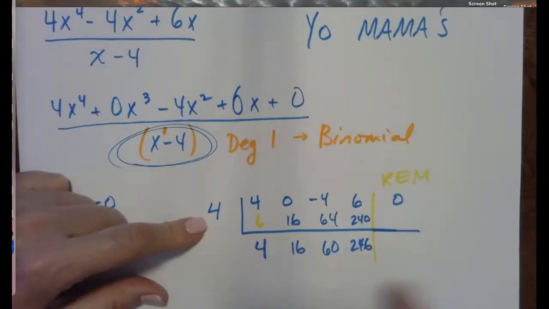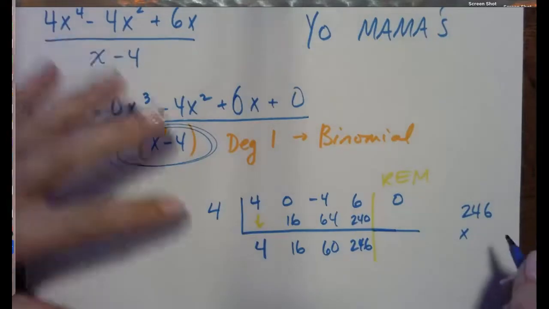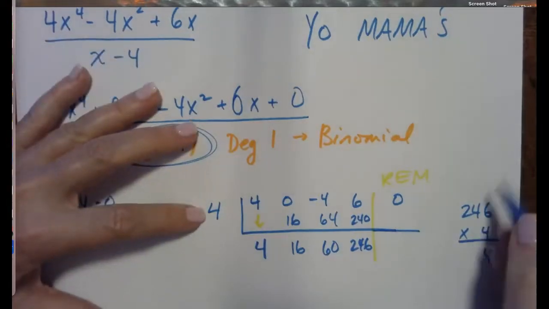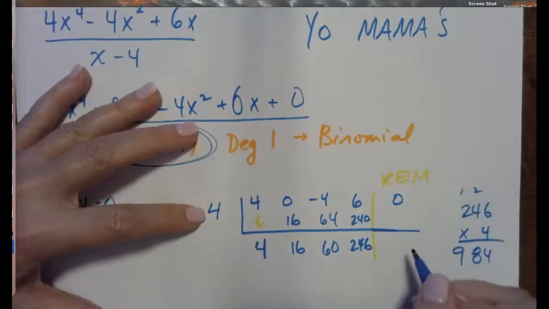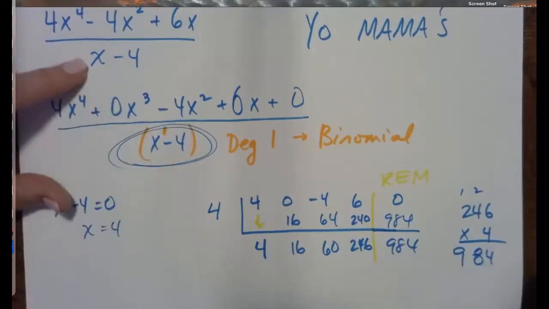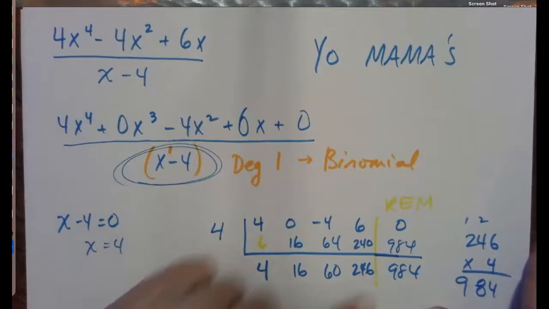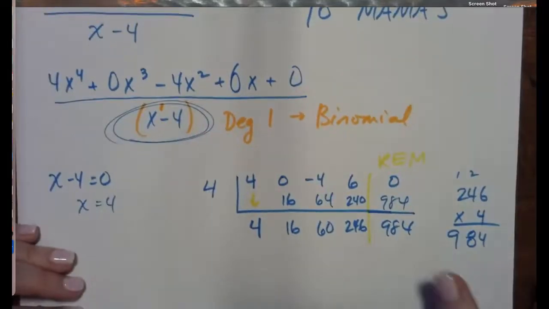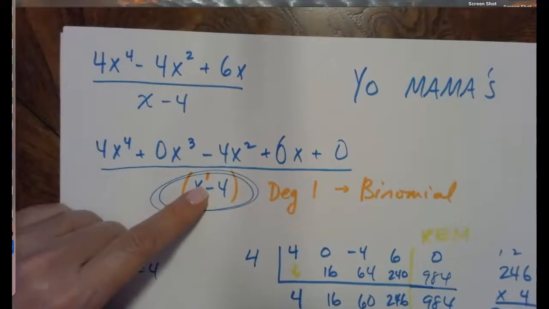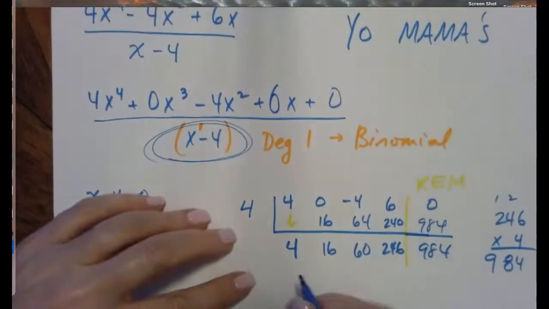And 4 times 246, I better check my multiplication. So 246 needs to be multiplied by 4. Let's do that over here. 984. And then, of course, 984 plus 0 is 984. So really huge remainder here. So what that means is that x minus 4 is not a factor of the dividend if we have a remainder that large. So our quotient, we just divided by x to the first, and our dividend started with 4x to the 4th. So our quotient here is going to be 4x to the 3rd.